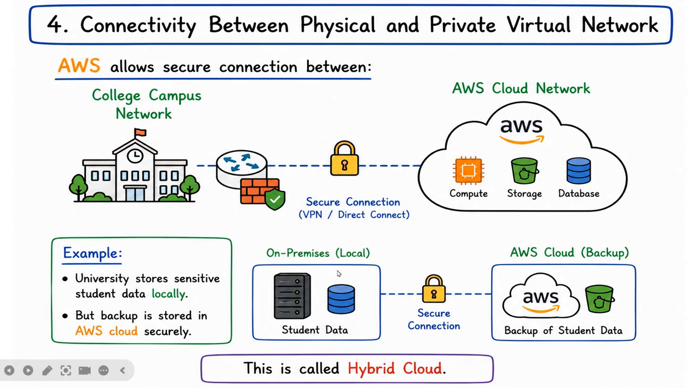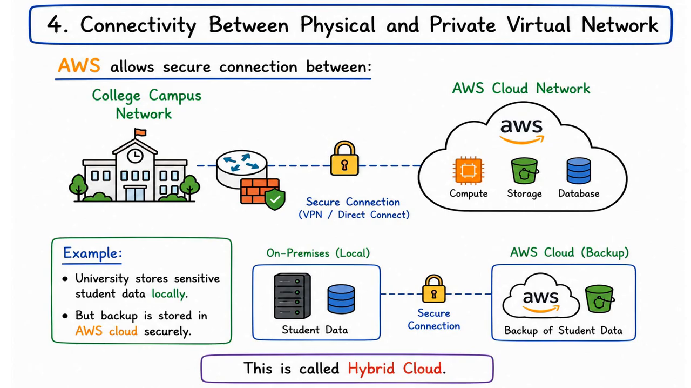Now, even though the primary data is stored locally, universities also need backup systems, disaster recovery, and protection against hardware failure. So AWS cloud can securely store the backup copies of important data. Why is this cloud backup important? Because sometimes the local server fails, hardware gets damaged, or data is accidentally deleted, or some fire or power issues occur, then the cloud backup helps recover the data quickly.